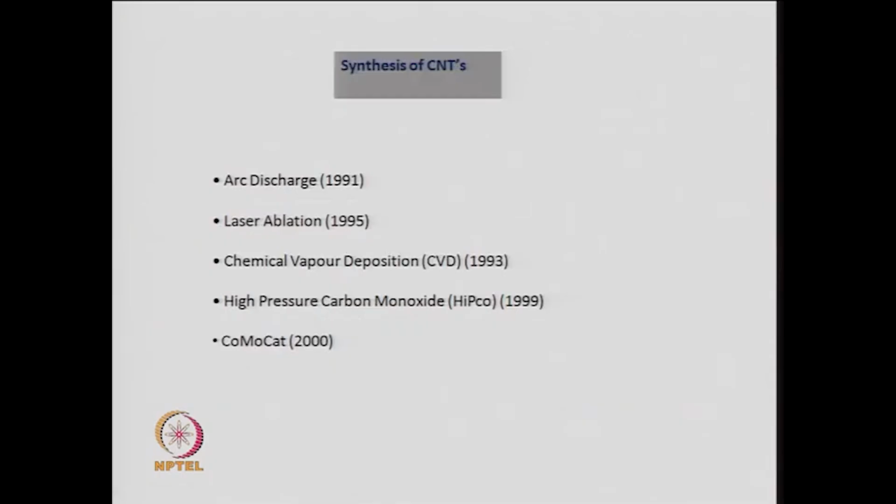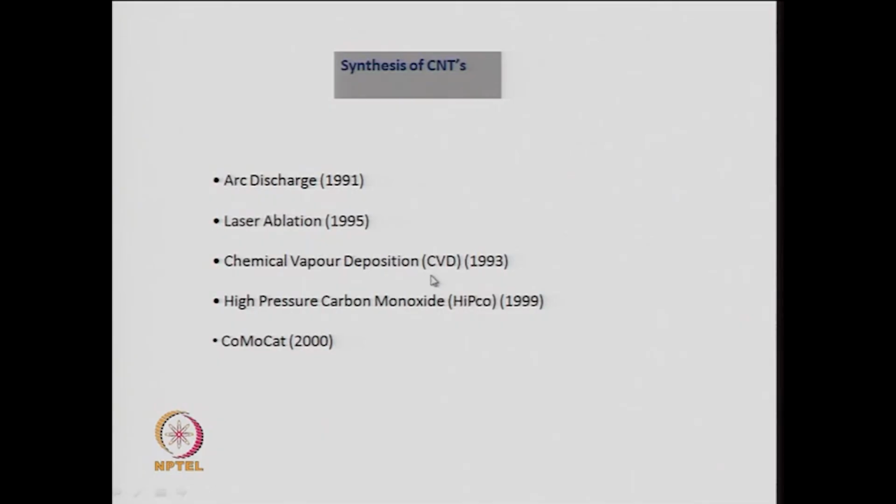So, to synthesize carbon nanotubes, several techniques have been designed over the last 10-15 years. The earliest technique, the arc discharge method, was discovered in 1991. It is also called the Kratschmer-Huffman method. Then the laser ablation method, where you use a laser on a target, a carbon based solid material, and then you vaporize the carbon, and then when it settles down, it forms carbon nanotubes.